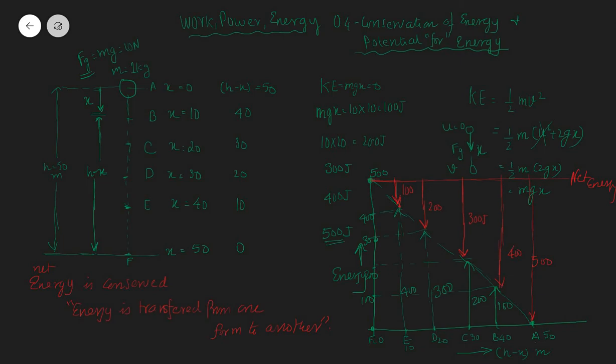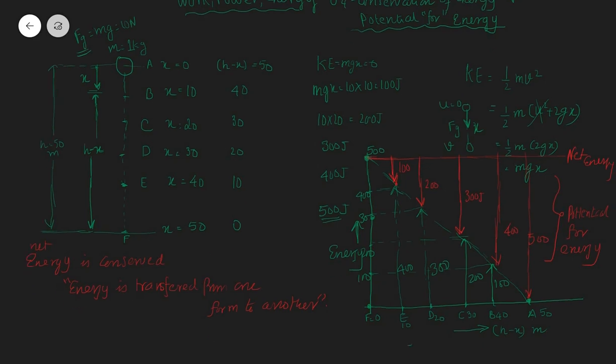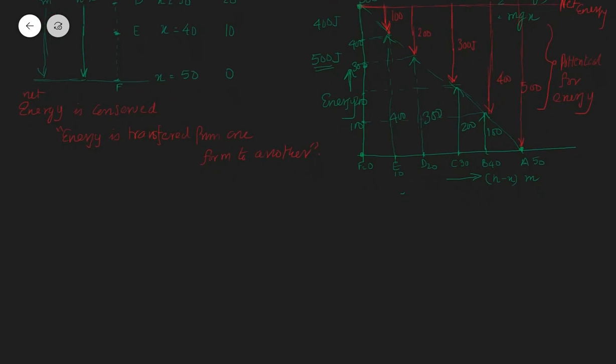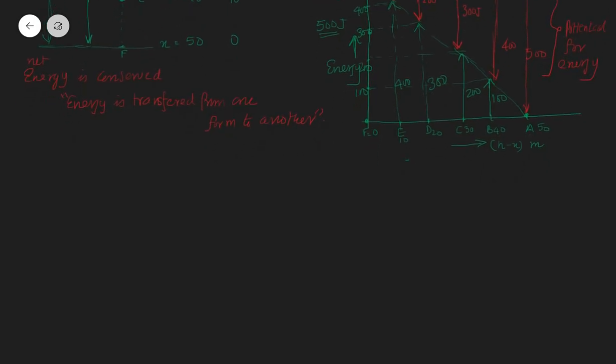So to introduce the idea of the law of conservation of energy, we have come up with a concept in physics called potential for energy. Usually people call it potential energy, but it is better expressed as potential for energy. So what is this potential for energy?